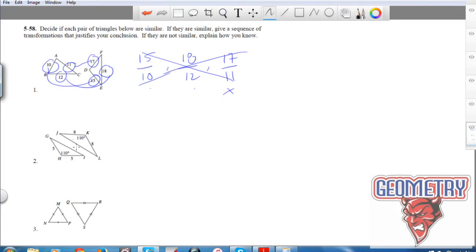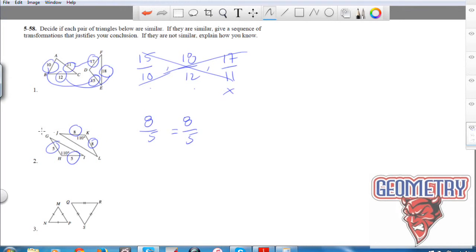In the second example here, we have an angle of 110 matching up with an angle of 110. So let's see if the sides to either side of that angle create the same proportion. So we have 8 matching up with 5 and 8 matching up with 5. So I would say that beyond any doubt, 8/5 and 8/5 is indeed the same ratio. So yes, these two triangles are similar, right?